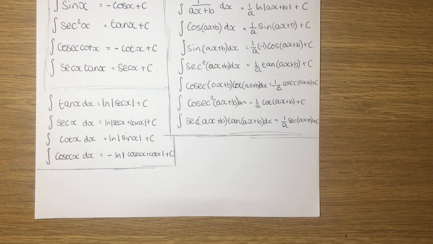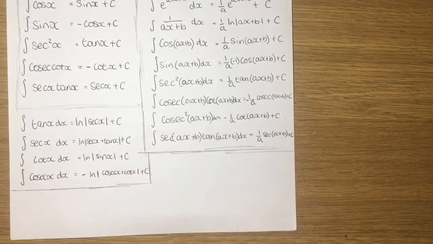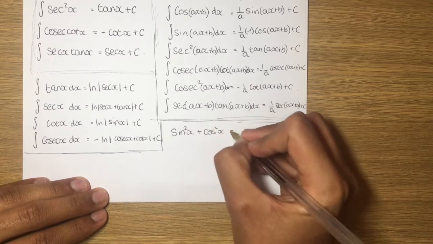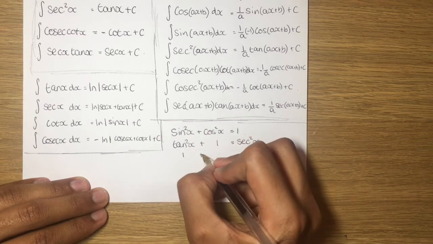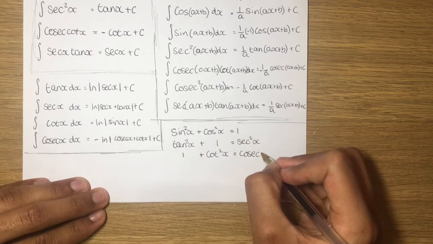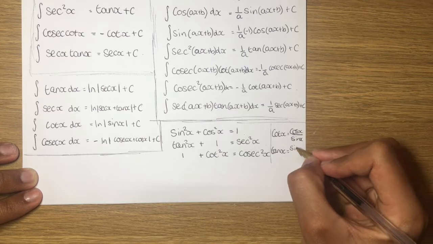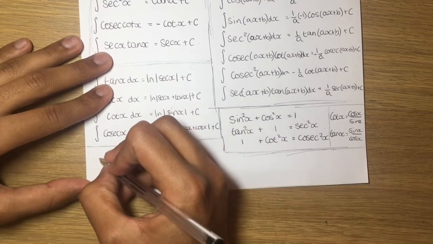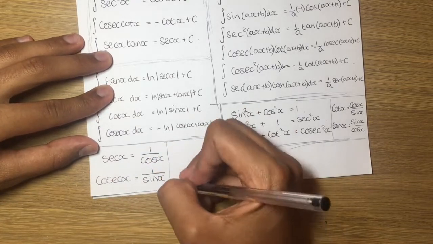Now in C4 integration we also need to remember our trig identities. So sine squared plus cos squared is 1, and remember we can derive different equations from that one equation. If we divide everything by cos squared x, we get tan squared x plus 1 equals sec squared x, and if we divide everything by sine squared x, we get 1 plus cot squared x equals cosec squared x. And then cot is cos over sine, tan is sine over cos, and then our final identities: sec is 1 over cos, cosec is 1 over sine, and cot is 1 over tan.